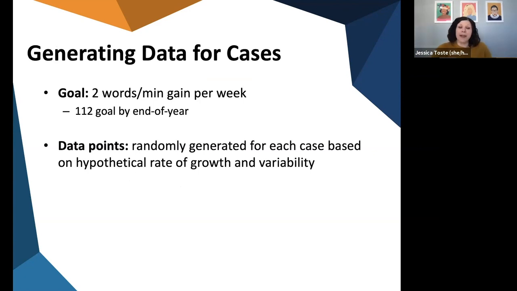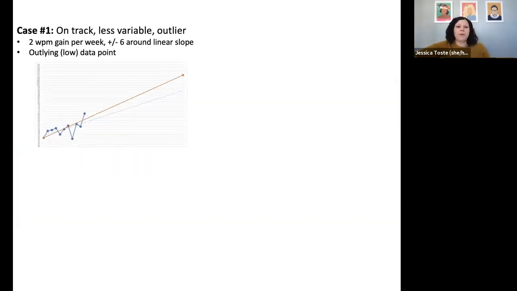First, I'll mention briefly how we came up with these cases. We generated hypothetical data for hypothetical students. We started with students having an estimated 2 words per minute gain per week in oral reading fluency, with a goal of about 112 by the end of the school year, the intervention. And then from there, our data points were randomly generated for each case based on hypothetical rate of growth and variability. So we ended up with 4 cases.